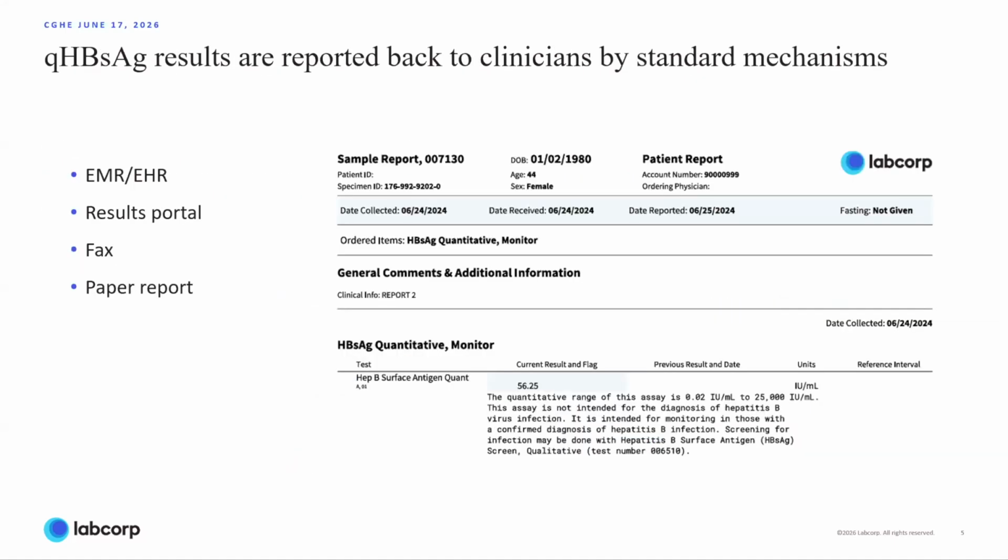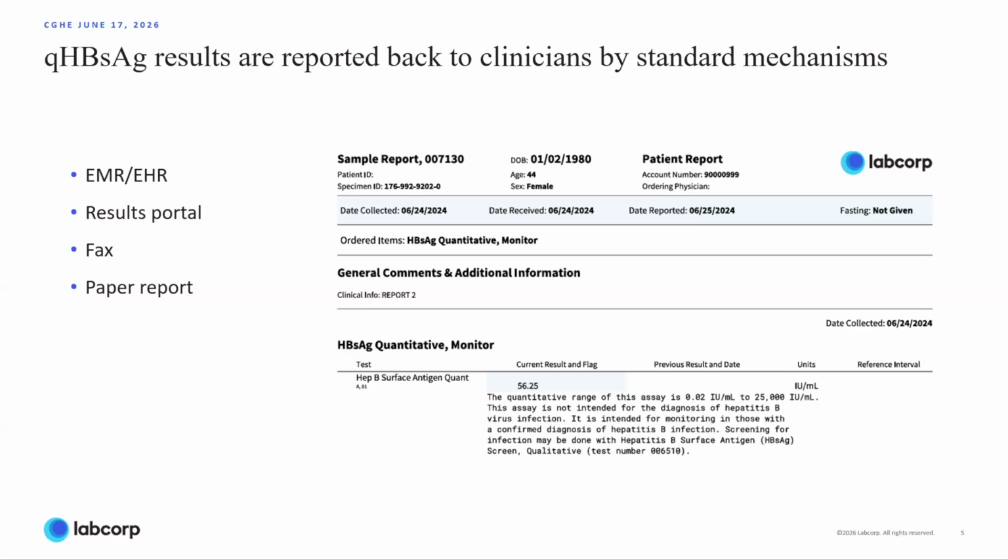Results are reported back, again, just by standard mechanisms, same as we report back any other test. So electronically through the EMR and EHR, we do have a results portal, and we do have those clinicians who stick to fax and paper reports. Hopefully we can reduce those. But what I'm showing you on the right is a screenshot of a sample report. This is what it would look like in our system. Certainly as it goes through a medical into an EMR, it can change the look.